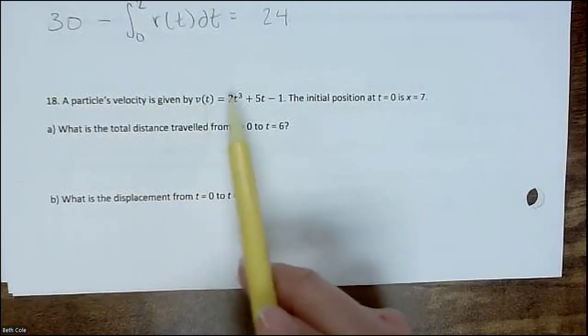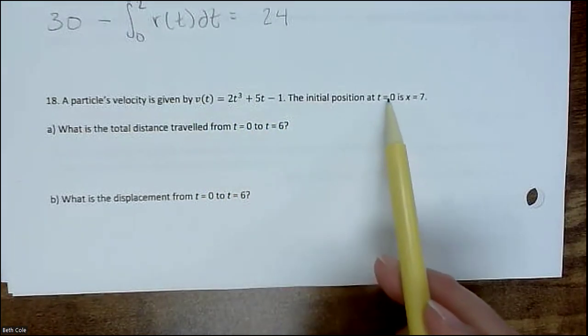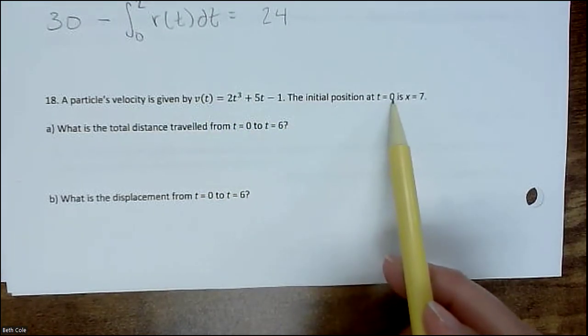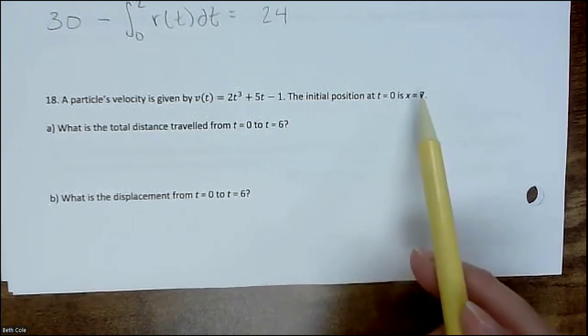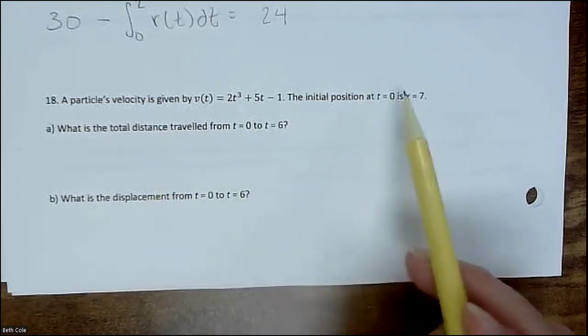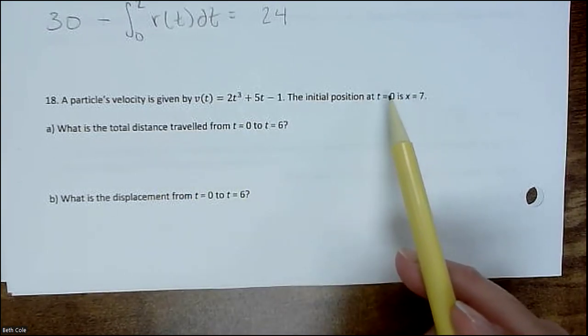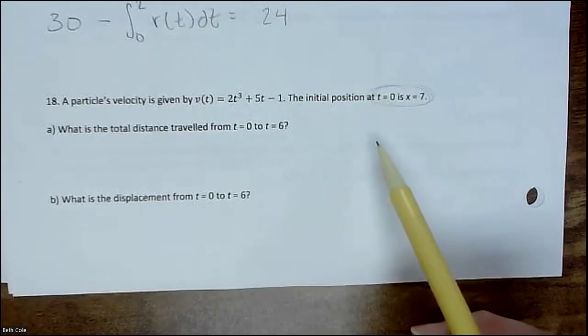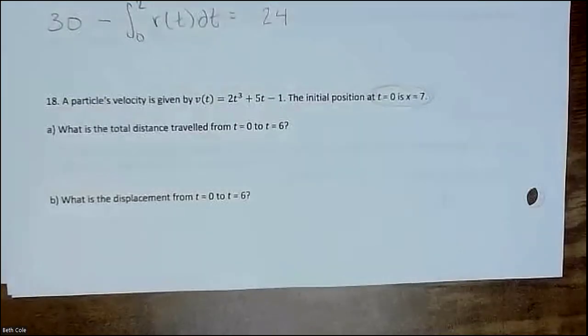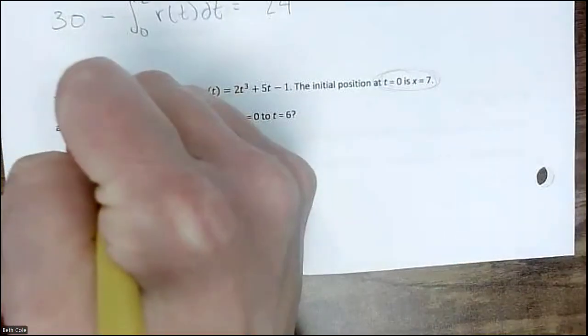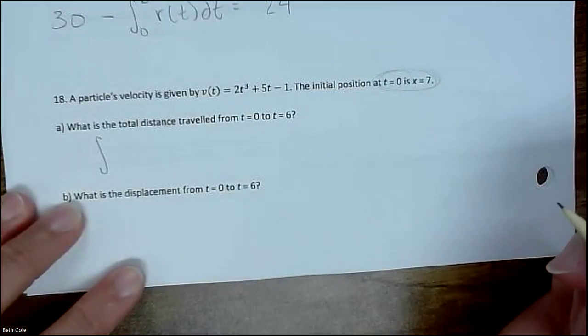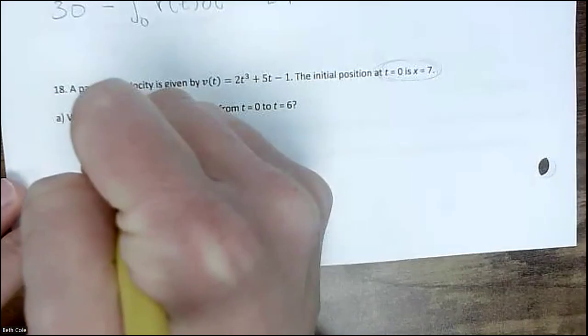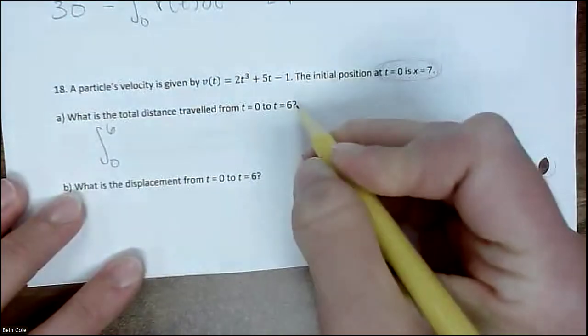A particle's velocity is given by that thing, initial position at time 0, but is it always starting at time 0? No, it's what you practice with Delta Math. It's whatever time they give you. Is 7. What is the total distance traveled? Do you need this just to find total distance? No, thank you. Total distance will be integral when to when? 0 to 6.